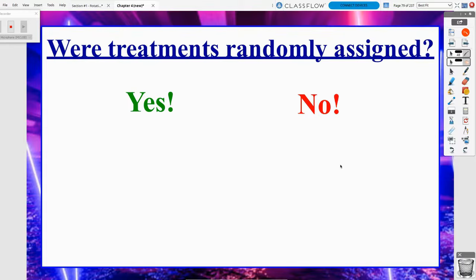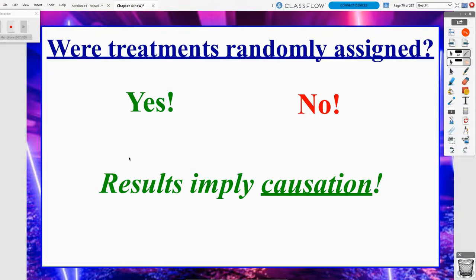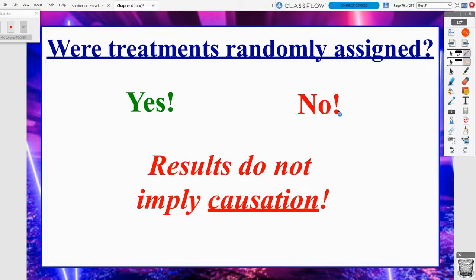So depending on if we randomly assign to our treatments and to our factors and our levels, there's 2 things that we may conclude from. If we randomly assign our people to treatments, then the results may imply a causation, a cause and effect relationship. But if we don't randomly assign, then we cannot automatically imply a cause and effect relationship. We could maybe see correlation between the 2 things, but we can't say that one causes the effect of the other.